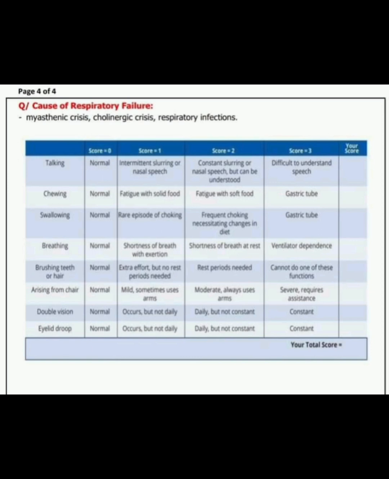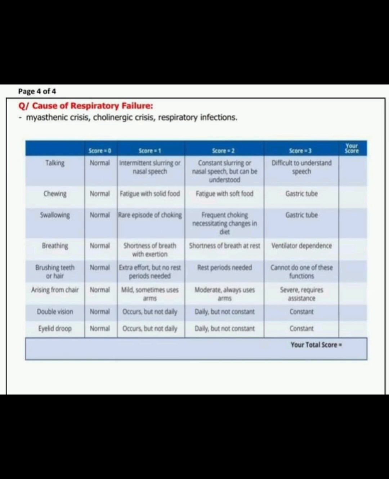Now brushing teeth or hair. Normal is score 0. Brushing teeth and hair with extra effort but no rest periods needed, score 1. Brushing teeth or hair when rest periods are needed, then score 2. Brushing teeth or hair when cannot do one of these functions, that is score 3. Now arising from the chair, score 0 is normal. Mild, sometimes uses arms, that is score 1. Moderate, always uses the arms, score 2. Severe, requires assistance, that is score 3.